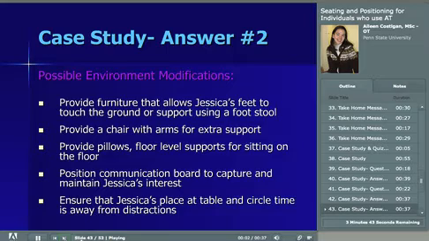Some possible environment modifications may include providing furniture that allows Jessica's feet to touch the ground, or supporting her feet by using a device such as a footstool, providing Jessica with a chair with arms that she can use for extra support, providing pillows and other floor-level physical supports for sitting on the floor at home and during circle time, positioning the communication board to capture and maintain Jessica's interest, and ensuring that Jessica's place at the table and circle time is away from distractions.